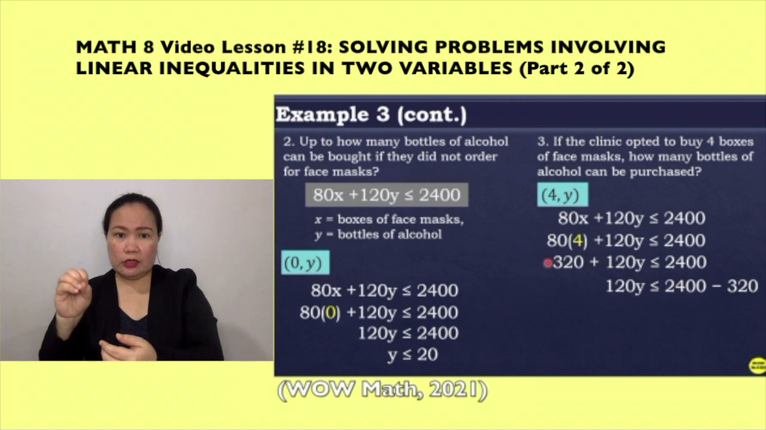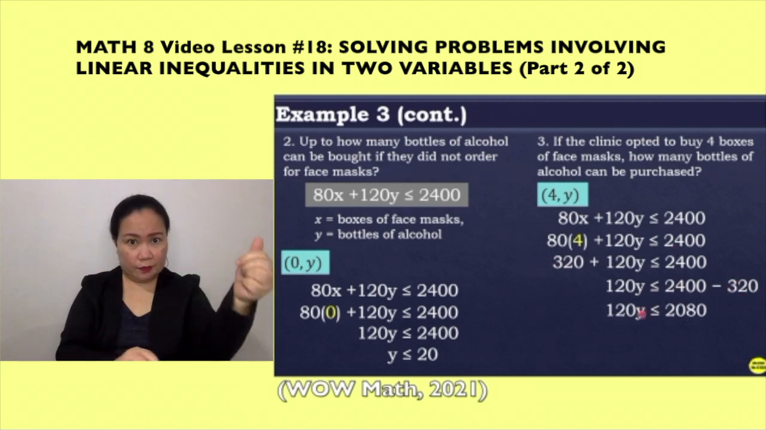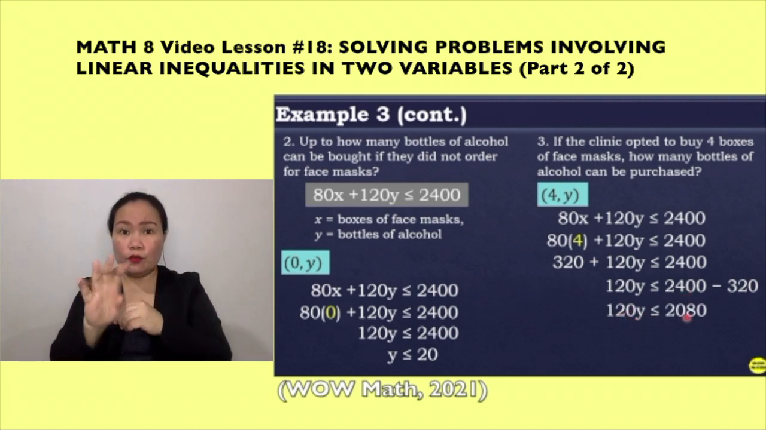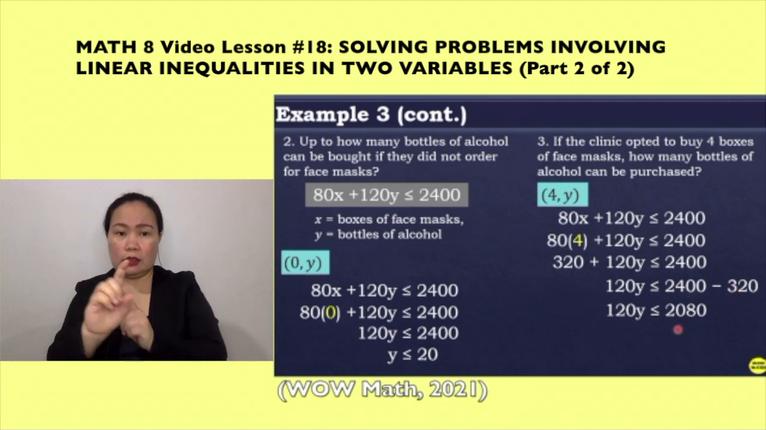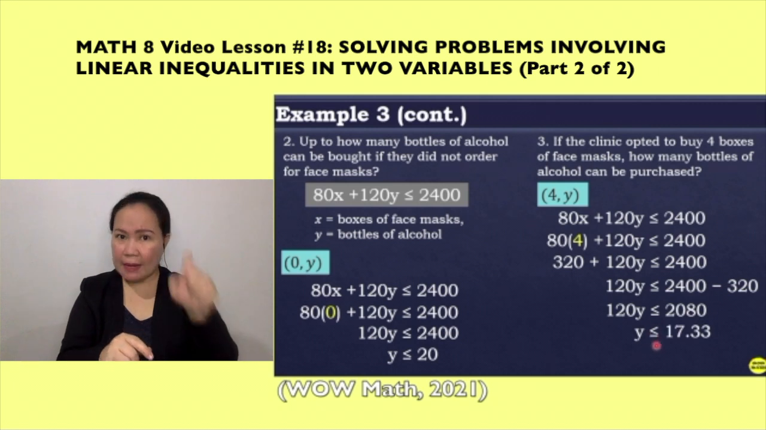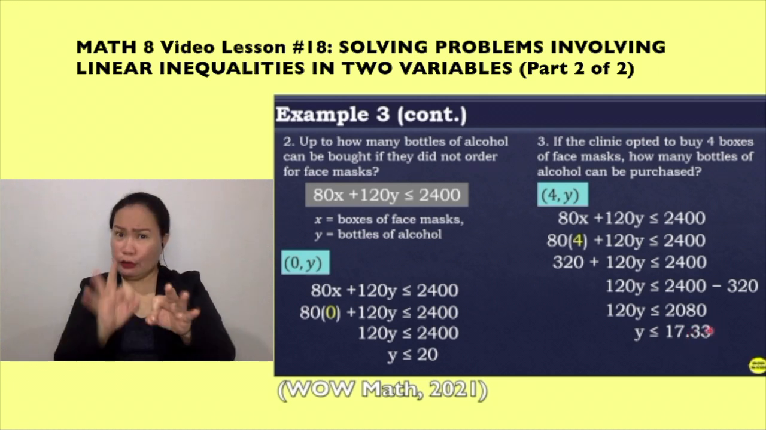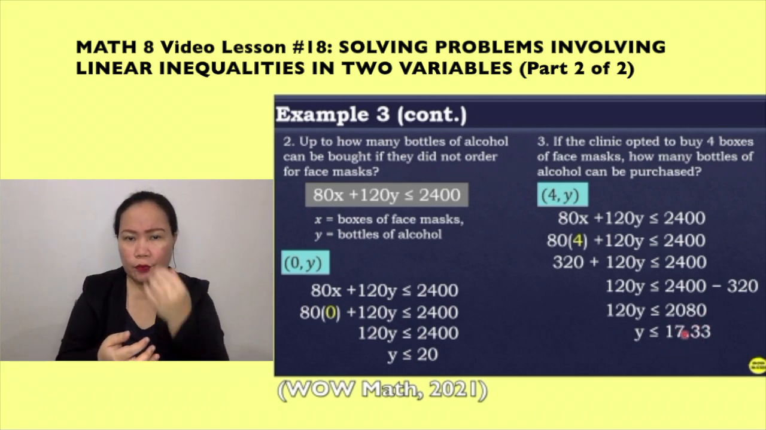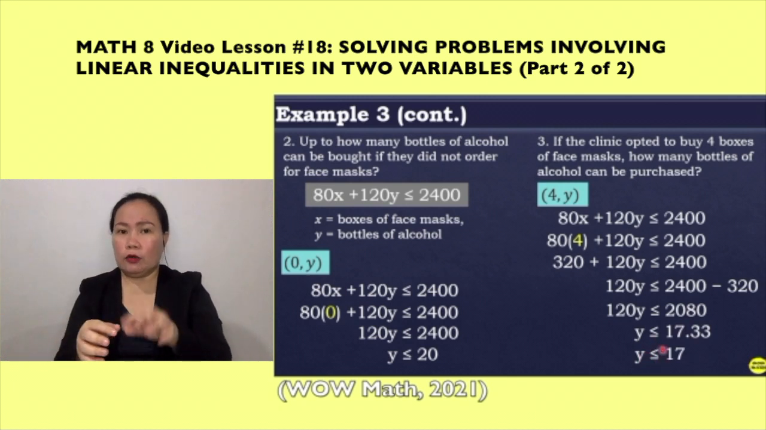So, by APE, this will become minus 320. Now, so you will have 120y is less than or equal to 2,080. So, 2,400 minus 320, that is 2,080. So, you will get y is less than or equal to 17.33. Now, pag bibili ka ng alcohol, hindi ka naman pwedeng bumili ng bawas. Okay? So, aalisin natin tong 0.33. Doon lang tayo sa whole number. So, therefore, you will have y is less than or equal to 17.